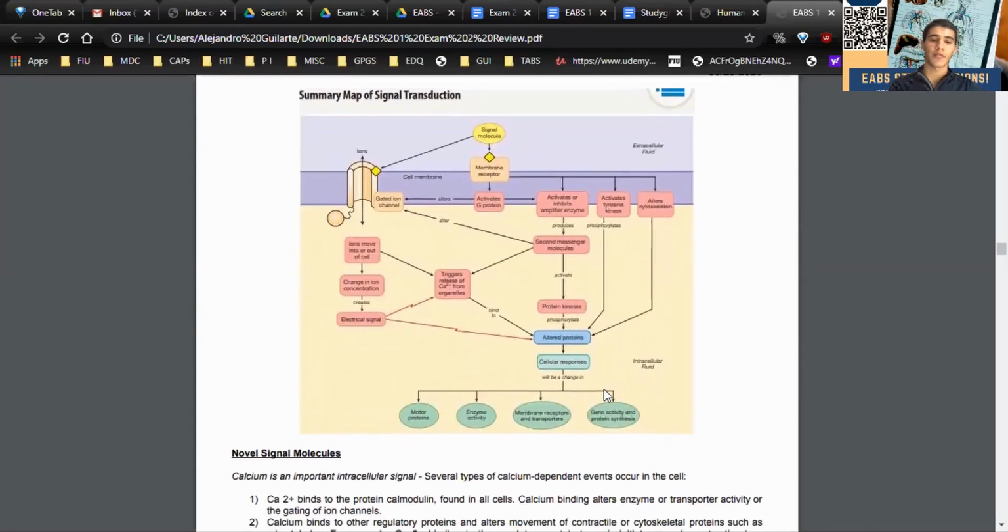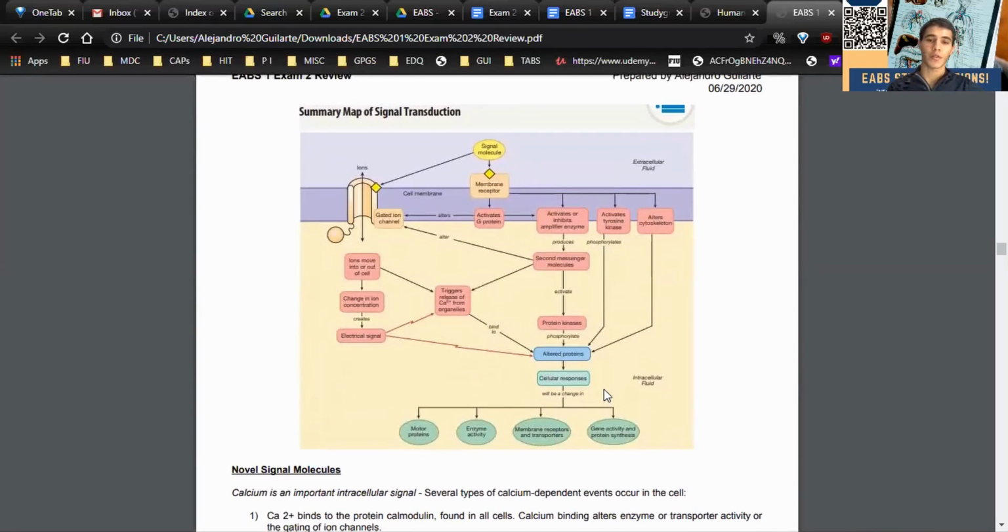Here's an example of the different components involved within signal transduction. We first have the signal molecule, which is a chemical. It binds either to a channel or a membrane receptor. From there on, it initiates a series of responses that begins with a first messenger and then goes on to a second messenger. The second messenger then targets the intended protein, and the intended protein initiates a cellular response, which would be one of these 4.